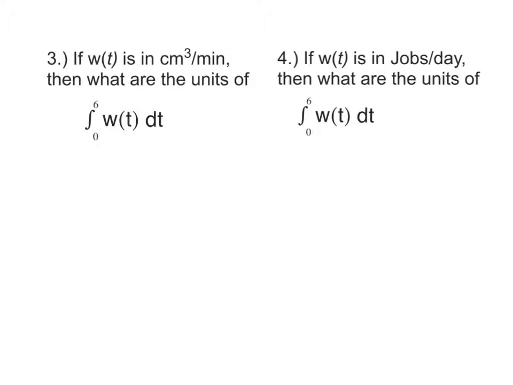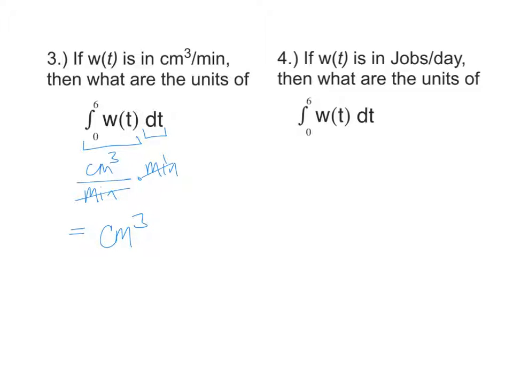Thinking about these rates not as necessarily a speed, but if w of t is measured in cubic centimeters per minute, then the integral of w of t dt, this part of w of t, would be measured in cubic centimeters per minute. And with respect to time, means time is measured in minutes. So our result of this rate is going to be a volume of cubic centimeters.